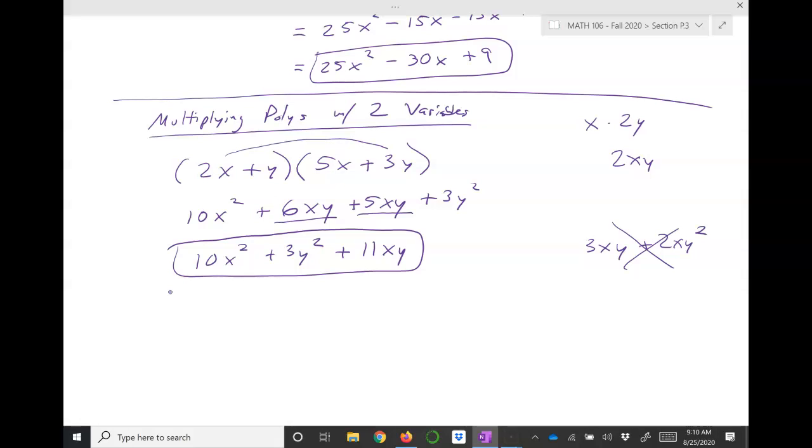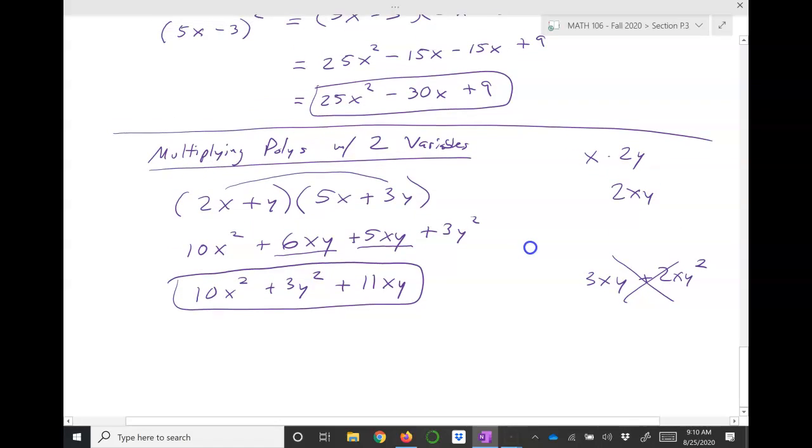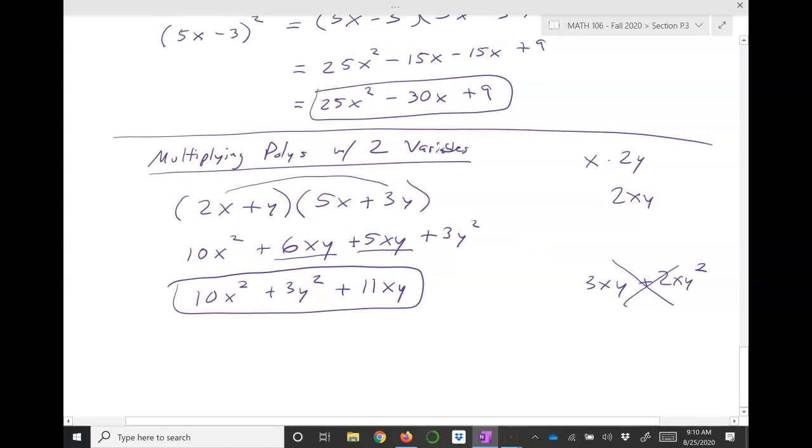Sir? Yeah. Didn't you say earlier you want us to put the variables in order? So shouldn't it be 10x squared plus 11xy plus 3y squared? I want to do highest degree first.